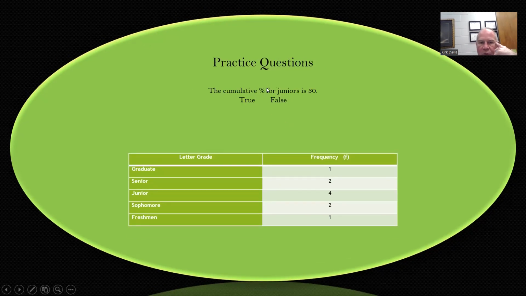The cumulative percent for juniors is 30. So I come over here and find juniors. And so I know this would be 40%, 20%, and 10%. So we know it's not 30. The cumulative percent for sophomores would be 30 because this would give me 10% and 20%. The cumulative percent for juniors would be 70. That would give me a cumulative frequency of 7. 7 divided by 10 is 0.7, and then 0.7 times 100 to turn into percent would be 70. So false.